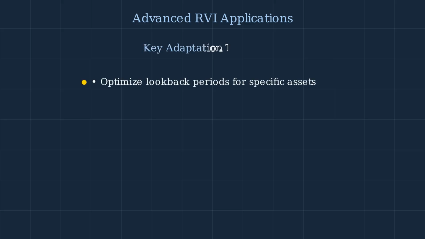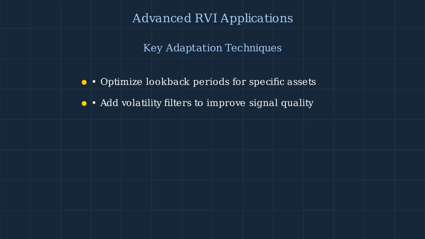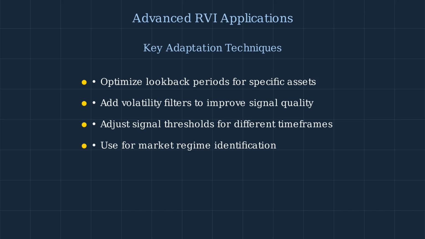To summarize, advanced RVI applications include optimizing look-back periods for specific assets and market conditions, adding volatility filters to improve signal quality and reduce false triggers, adjusting signal thresholds based on the time frame you're trading, and using the RVI patterns to identify different market regimes for strategy selection.